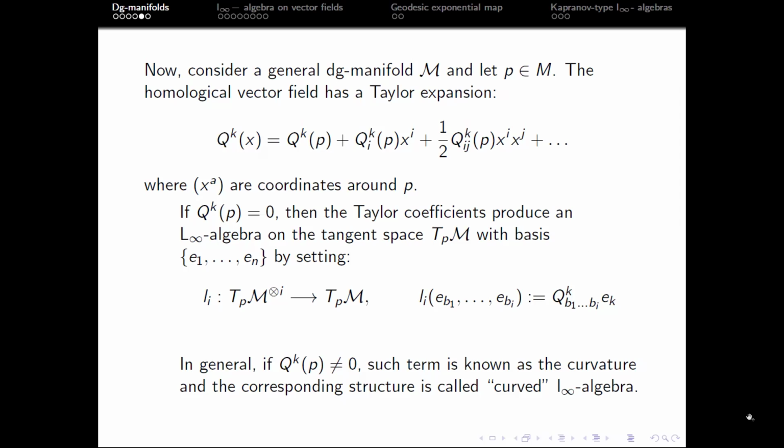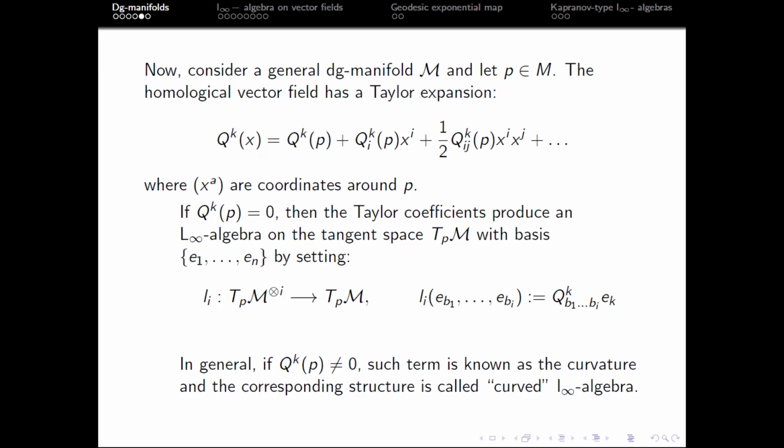So now let's continue. In this discussion, as I was telling you, I was assuming for the moment that the value of the Q field at the point P is 0. If you assume this condition, you will reproduce an L-infinity algebra which has no curvature term. But in general, it does not necessarily have to be 0. So in general, you have this constant term, which is the value at P of the Q field. And this is what they refer to as the curvature of the L-infinity algebra.